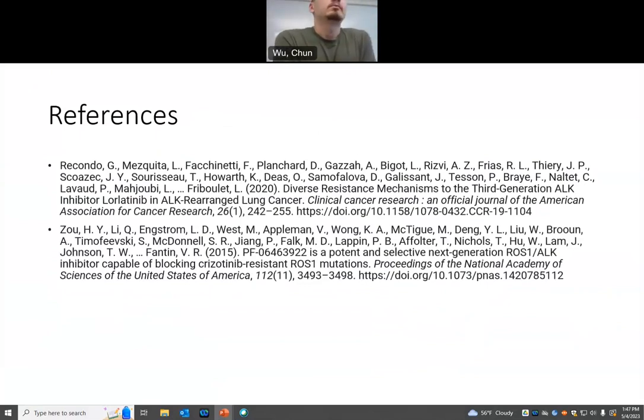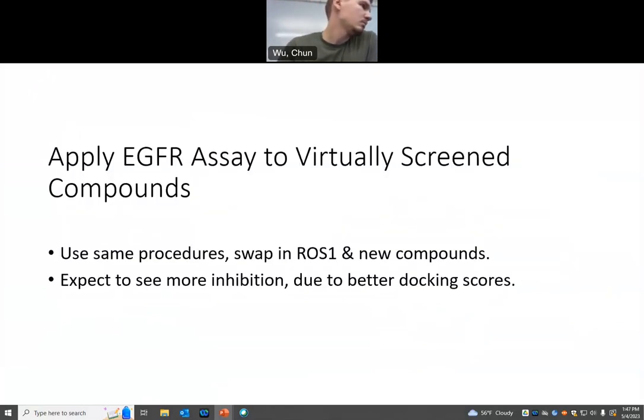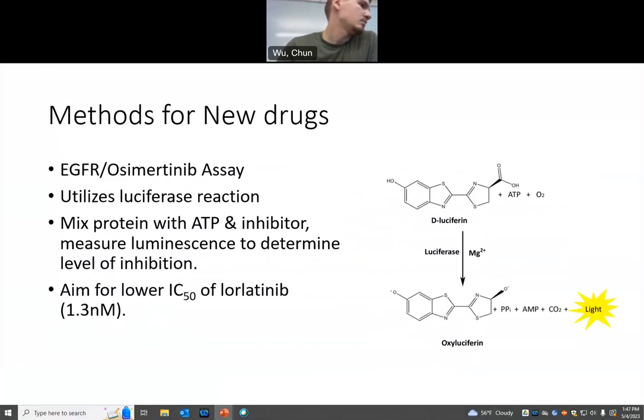So this is similar to the one we did in wet lab, right? Yeah. Can you explain the difference between this and that one? I'll be honest, that's something I have to research more. I didn't look too much into that. But basically I figured the procedure would be about the same because it's just swapping in different proteins and inhibitors.